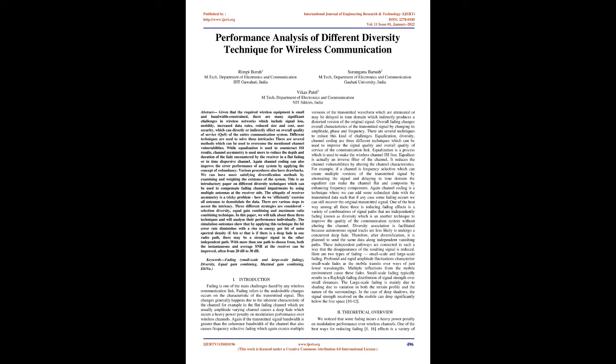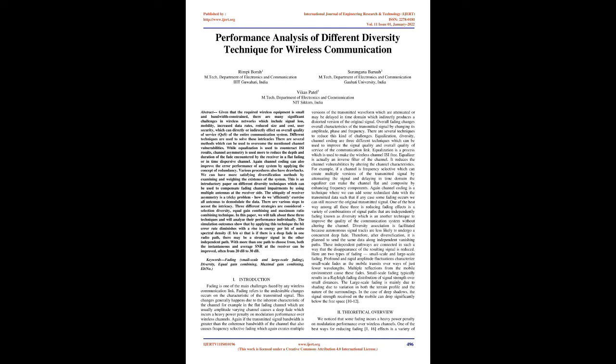Different techniques are used to solve these intricacies. There are several methods which can be used to overcome the mentioned channel vulnerabilities. While equalization is used to counteract ISI results, channel asymmetry is used more to reduce the depth and duration of the fade encountered by the receiver in a flat fading or in a time dispersive channel. Again, channel coding can also improve the error performance of any system by applying the concept of redundancy. Various procedures also have drawbacks.